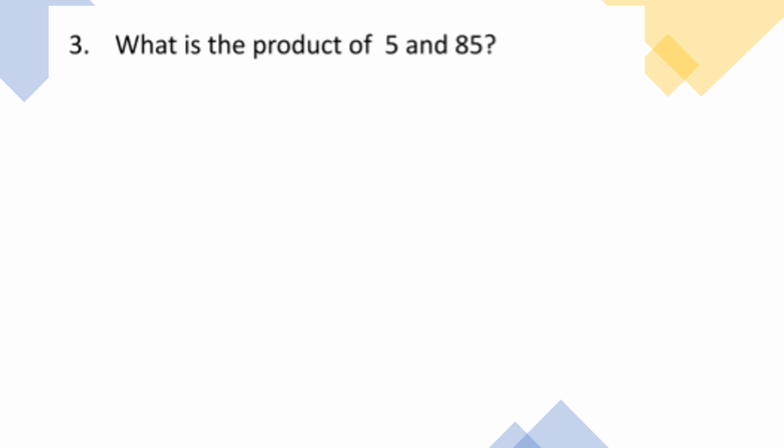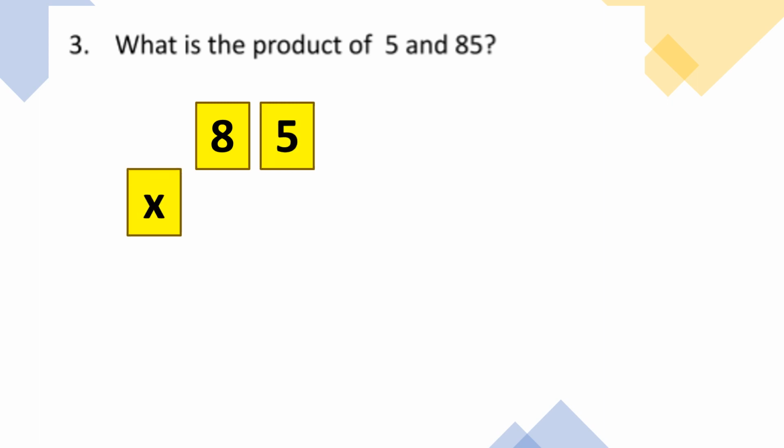Number 3 says, what is the product of 5 and 85? That's the same thing as saying, what is the answer if you multiply 5 and 85? Product is the same thing as saying the answer for a multiplication equation. So they want us to multiply 85 times 5 and find the answer. So let's write out 85 times 5.